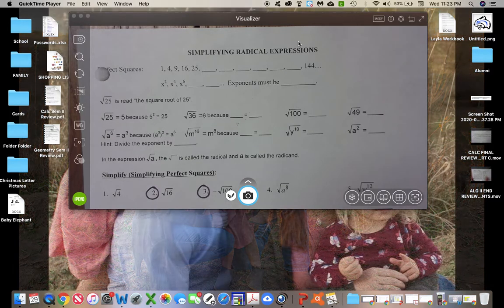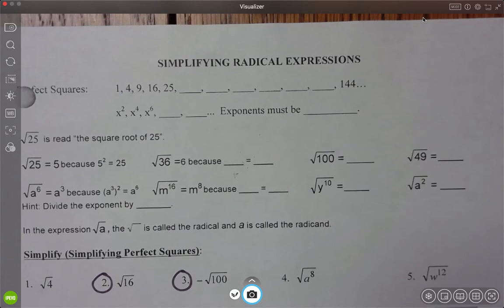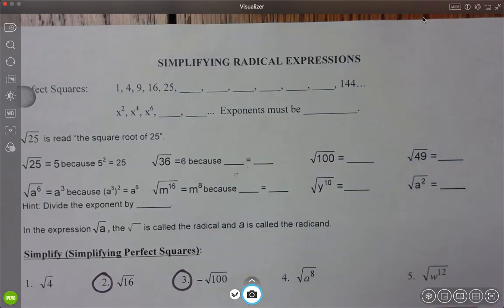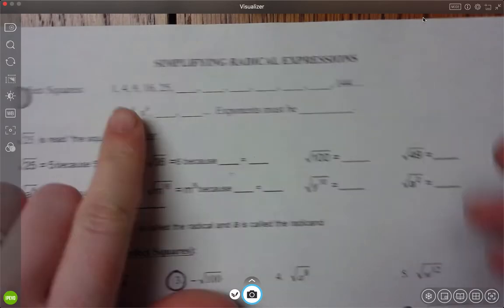Okay, algebra. This is radical expressions, so things underneath of square roots that we're going to be simplifying in this video. This is a section that people struggle with a lot, so we're going to go through this background part and hopefully clear up some things on simplifying these. First, they have us list out the perfect squares up through 144.